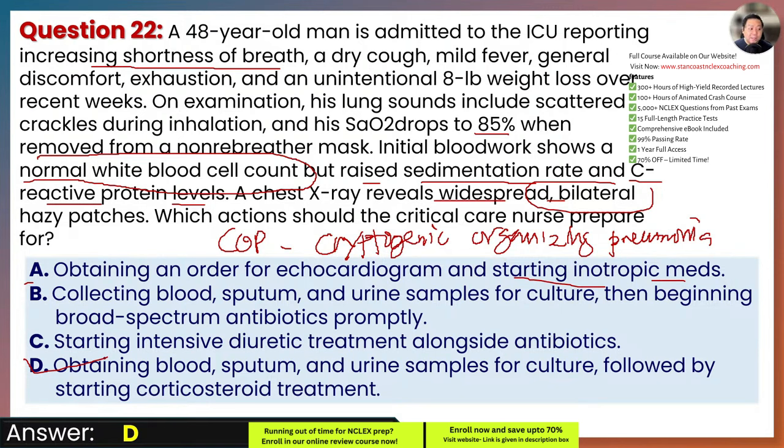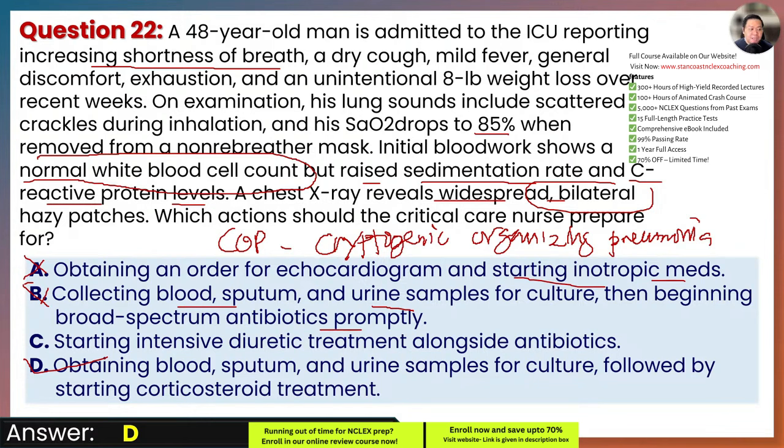All right. Now, what about letter B? Collecting blood, sputum, and urine samples for culture, then beginning broad spectrum antibiotics promptly. Why is this incorrect? Well, again, like what I have said, this is something that is pointing out to the COP. Again, the client does not have an infection. There is normal white blood cell count. This is an inflammatory process as reflected by the CRP and the SED rate. And so the antibiotics in option B will not treat the COP. So if you're jumping straight to this option, it misses the root cause of the issue.